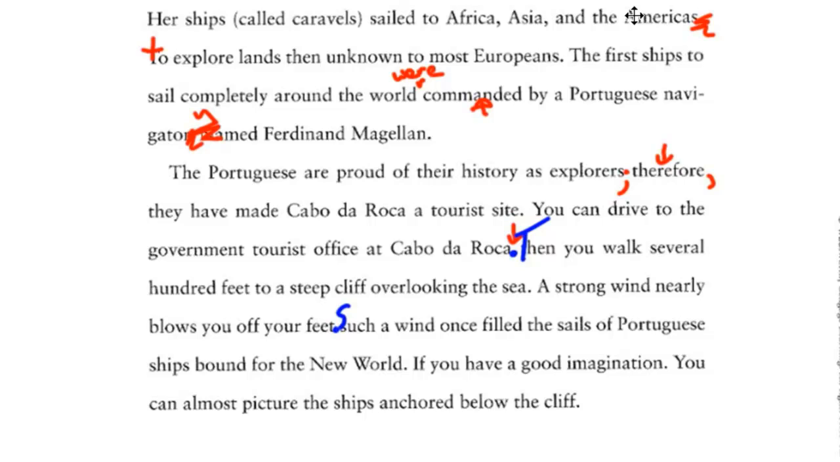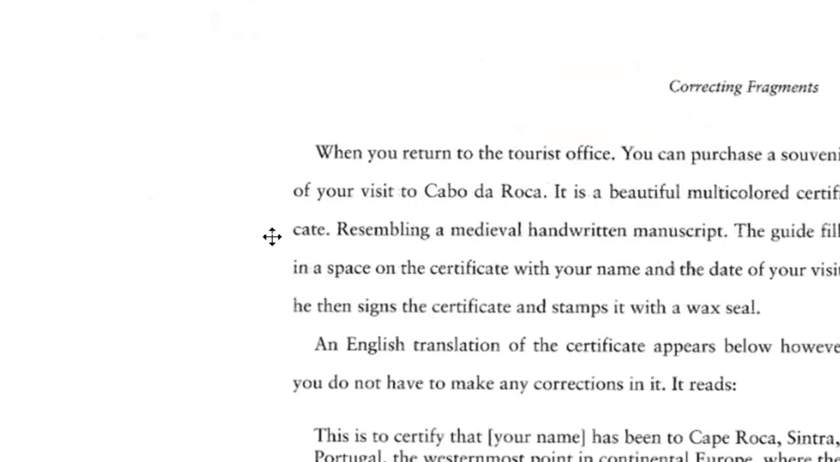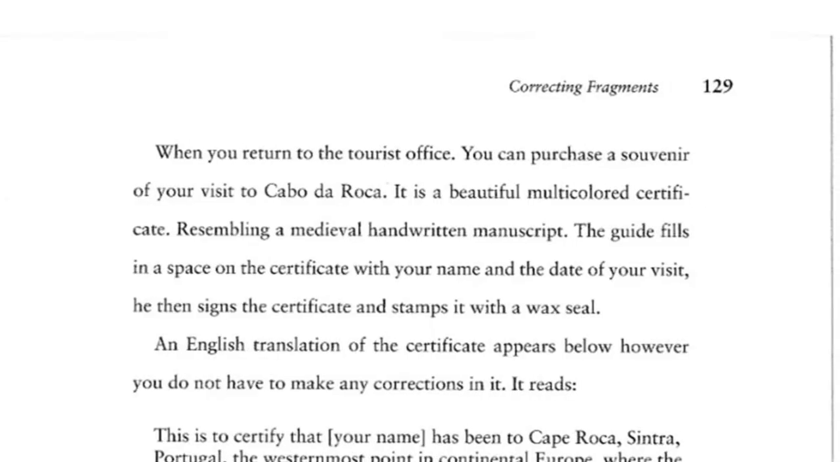If you have a good imagination, you can almost imagine the ship's anchor below the cliff. So here, the period is too strong. Imagination, this part really just introduces the next sentence. So instead of a period, we want a comma and a lowercase y. Okay. When you return to the tourist office, again, that's a fragment right now, but it does introduce the next sentence, so I could just put a comma in instead. You can purchase a souvenir of your visit to Cabo da Roca.